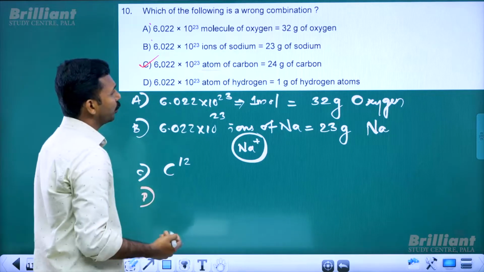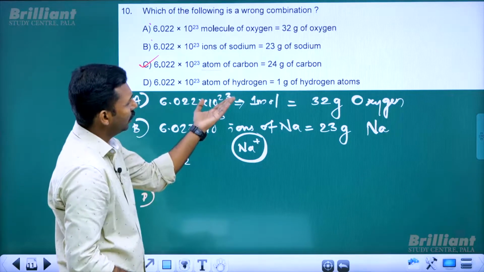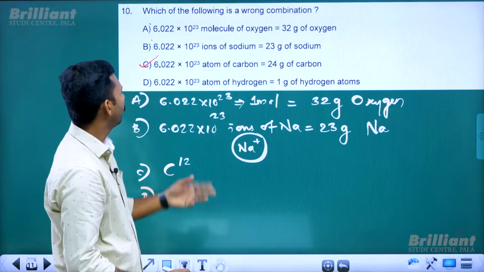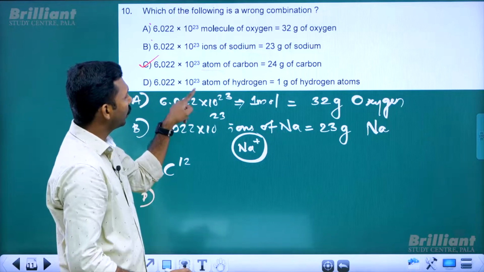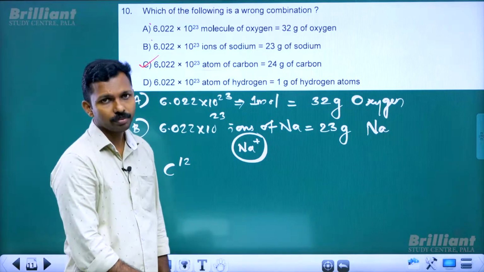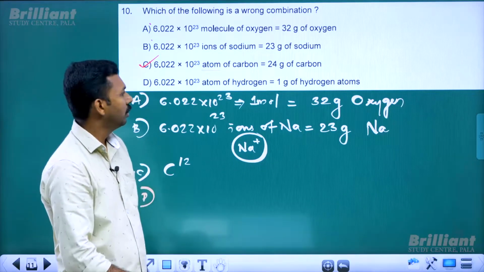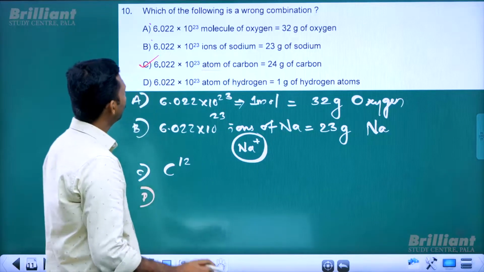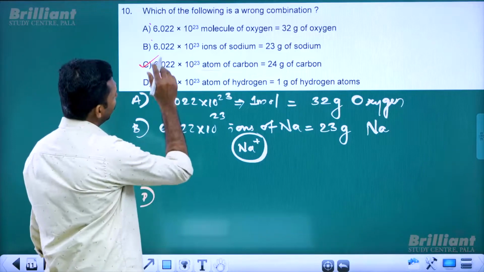6.022 into 10 raised to 23 atoms of hydrogen is equal to 1 gram hydrogen atoms. No problem. 6.022 into 10 raised to 23 atoms of hydrogen means 1 mole hydrogen. Mass of 1 mole hydrogen is 1 gram. No doubt. So, our answer option is C. Is it clear?